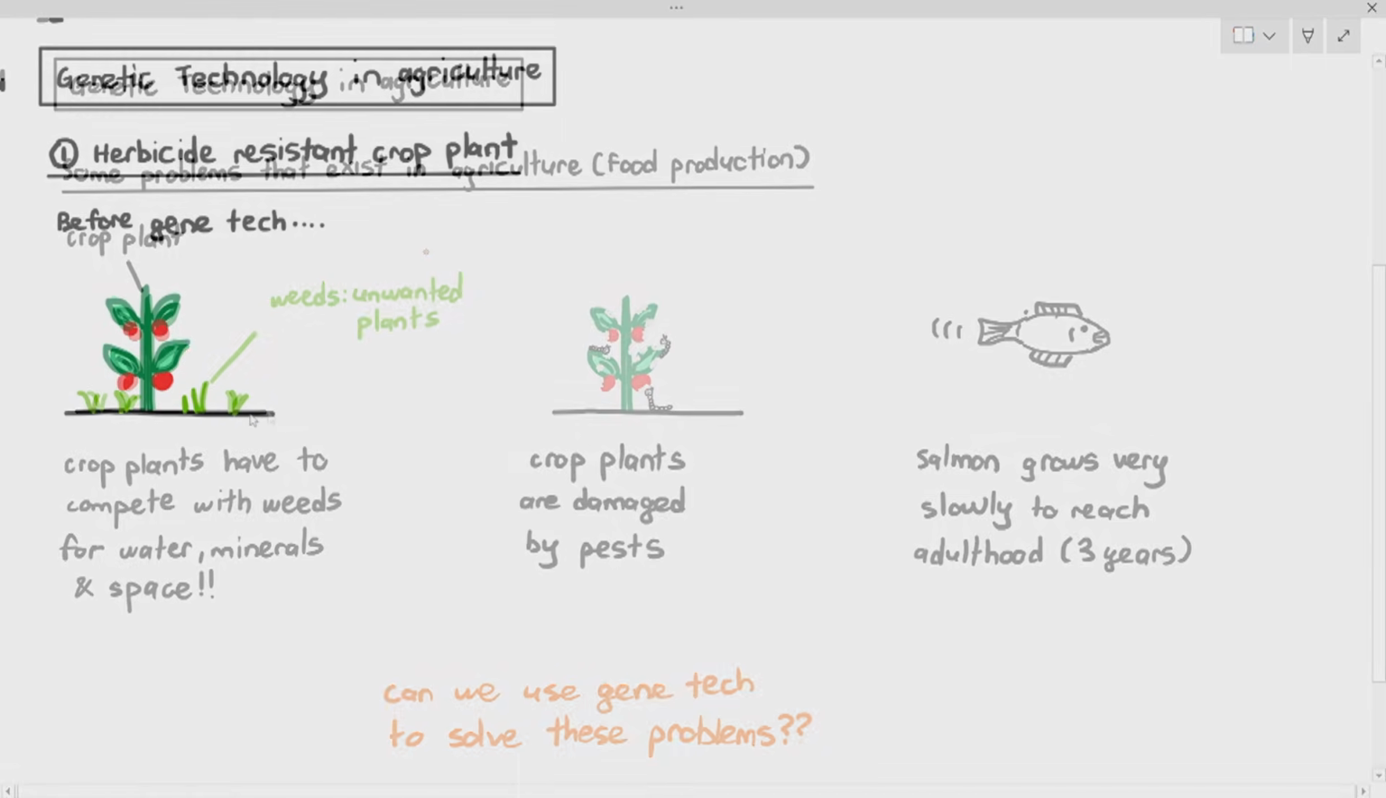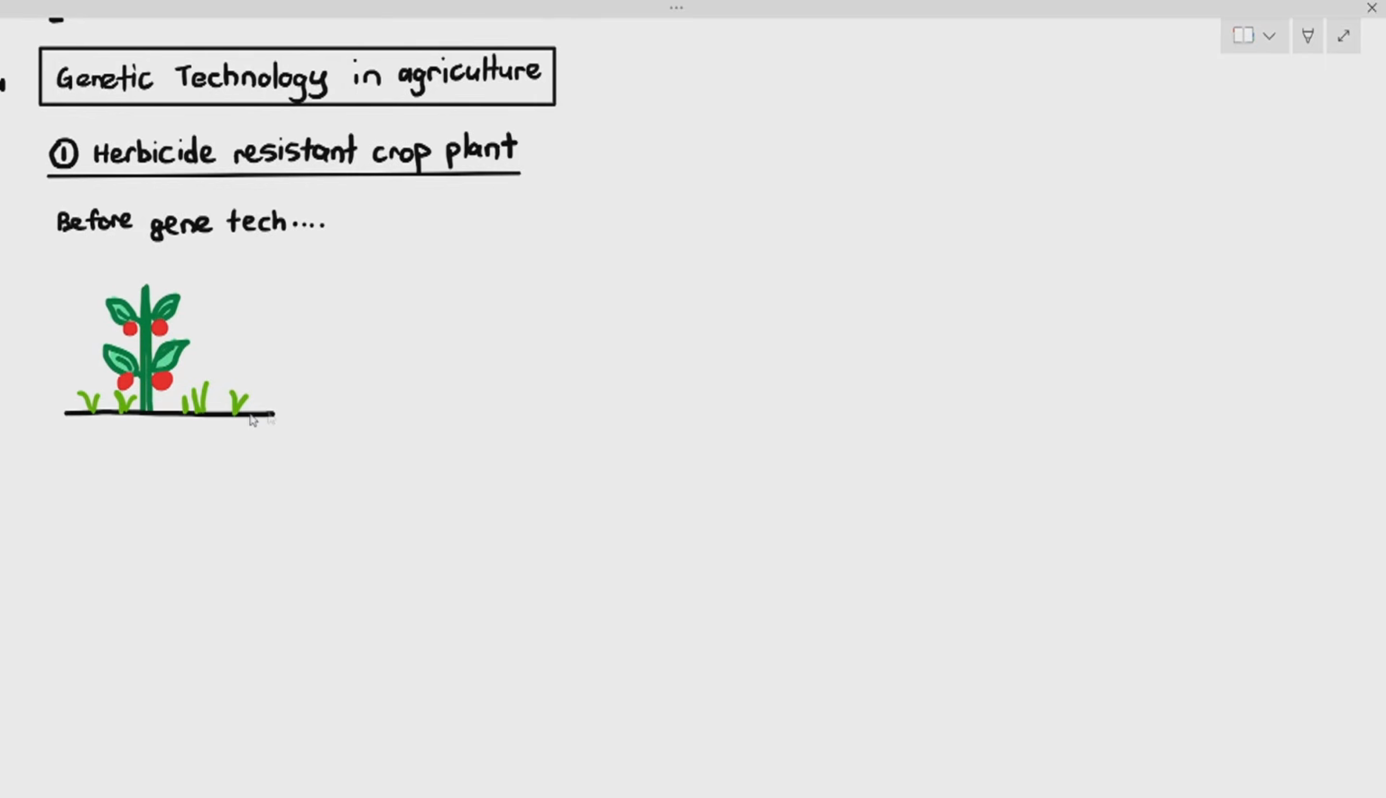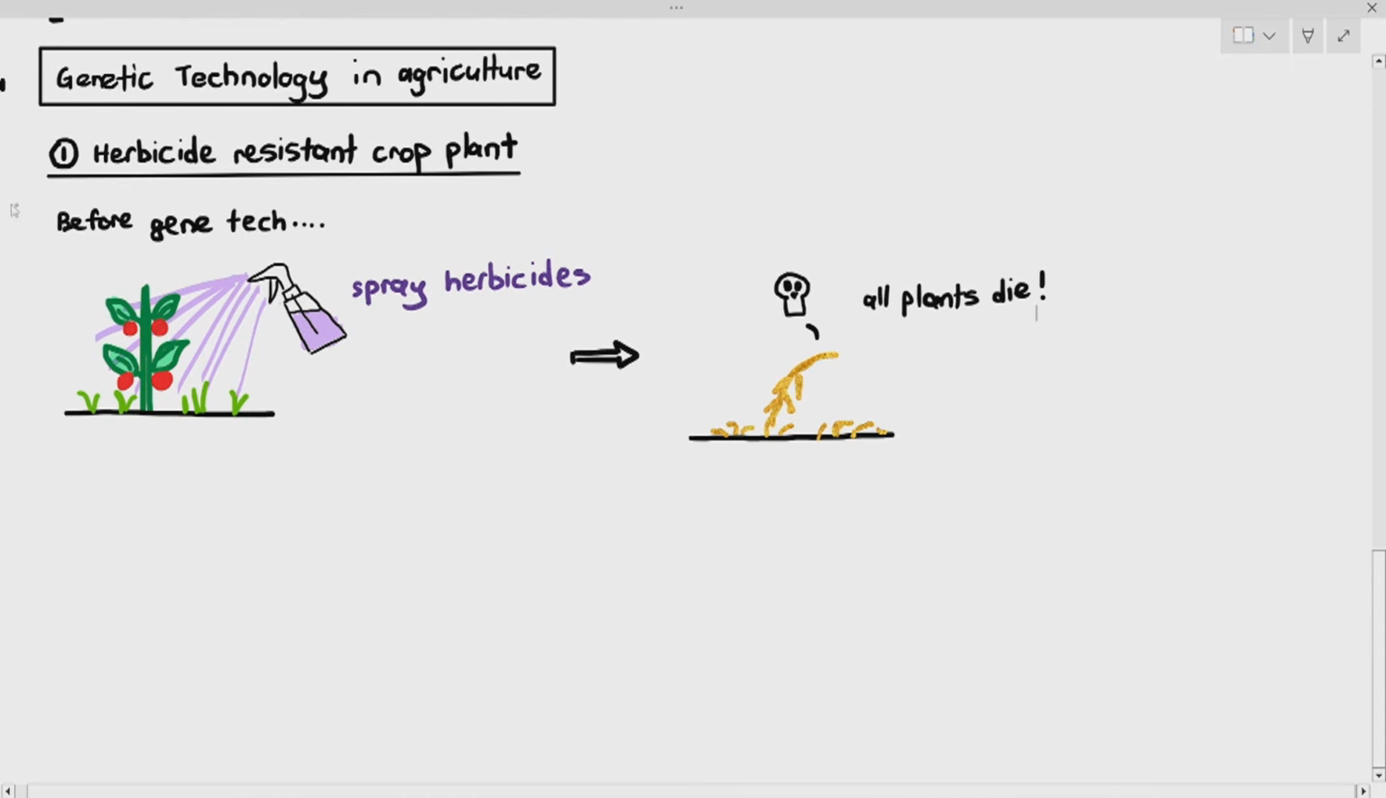Before gene tech, we could also solve the problem, but it comes with a lot of side effects or negative impacts on the environment. As an example, if you see your crop plants over here, please be reminded this is before genetic technology. So when the weeds are growing and also competing with the crop plants, farmers can spray something known as herbicides. Herbicides are chemicals used to kill weeds, but here's the thing. When you spray the herbicides, it will also kill your crop plants in the process. Right? So that's a problem. You want to kill the weeds, but you do not want to kill your crop plants at the same time.